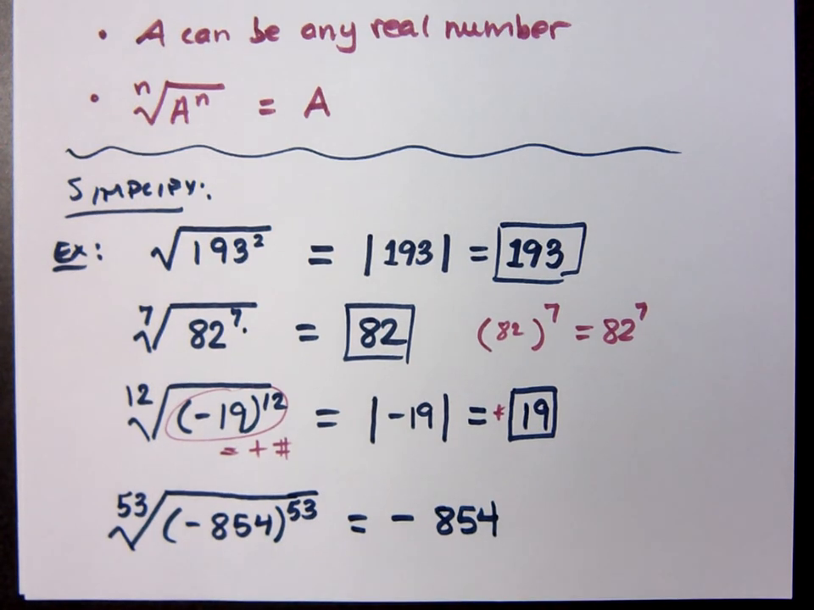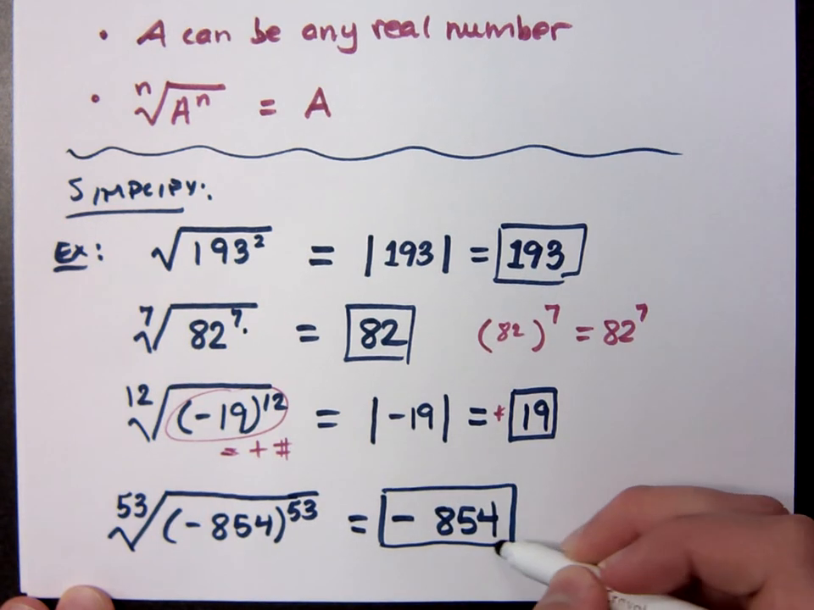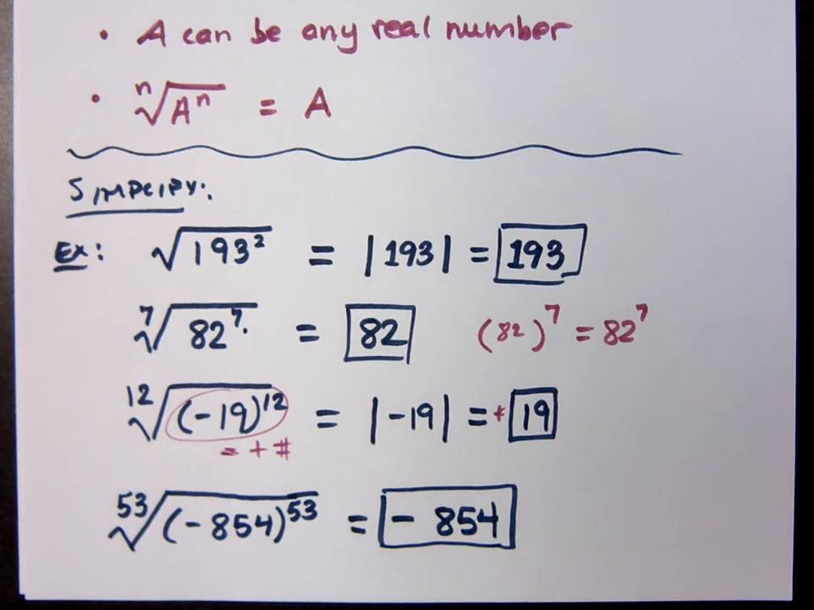What I don't want you to do is to try to figure out what 854 to the 53rd power is. It's going to be a waste of your time. You do not want that.